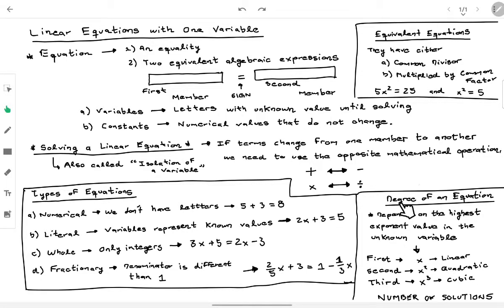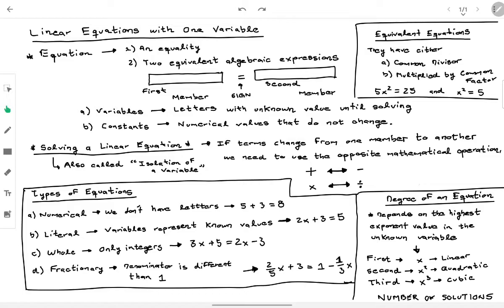It's very important that the degree of an equation will also tell us the number of solutions we will get. If we get a first degree equation, we will have only one answer or one solution. If we have a second degree equation, that means we will have two answers for our equation. And if we get a third or a cubic equation, that means we will have three answers for that specific equation.